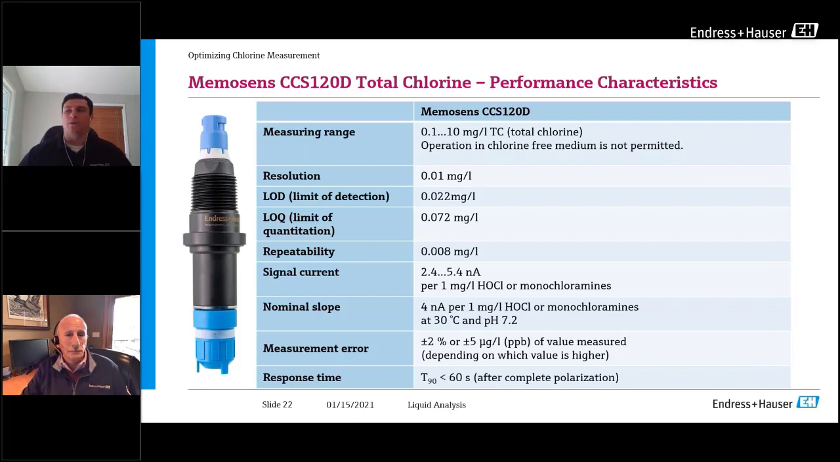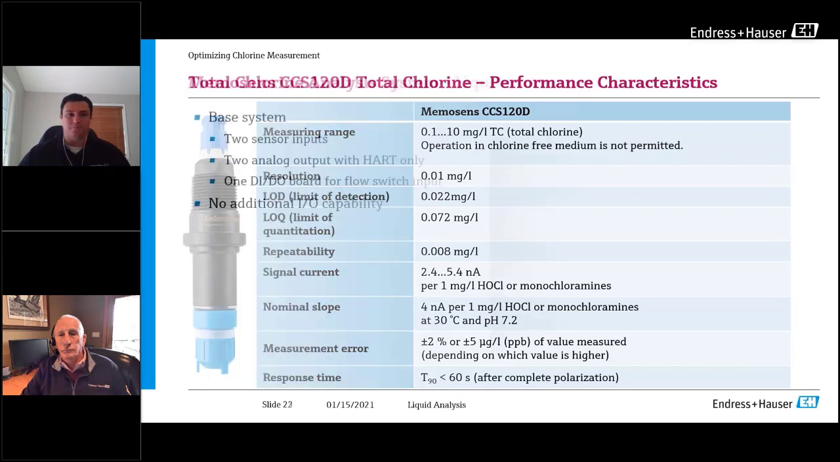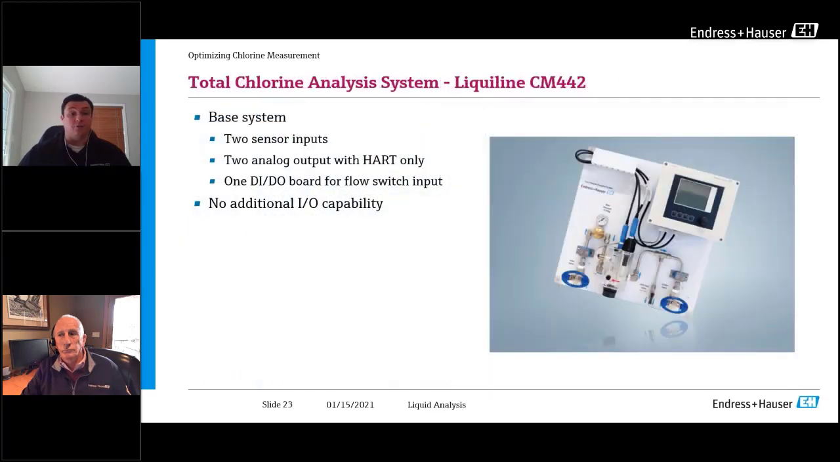You cannot run this in a chlorine-free environment. It's not meant to show you the absence of chlorine with this probe. And then again, this one has a little bit slower response time. We're about 60 seconds, but again, still faster than a lot of the colorimetric, which can take up to 12 minutes to give you a return signal back on it. This will look very familiar.